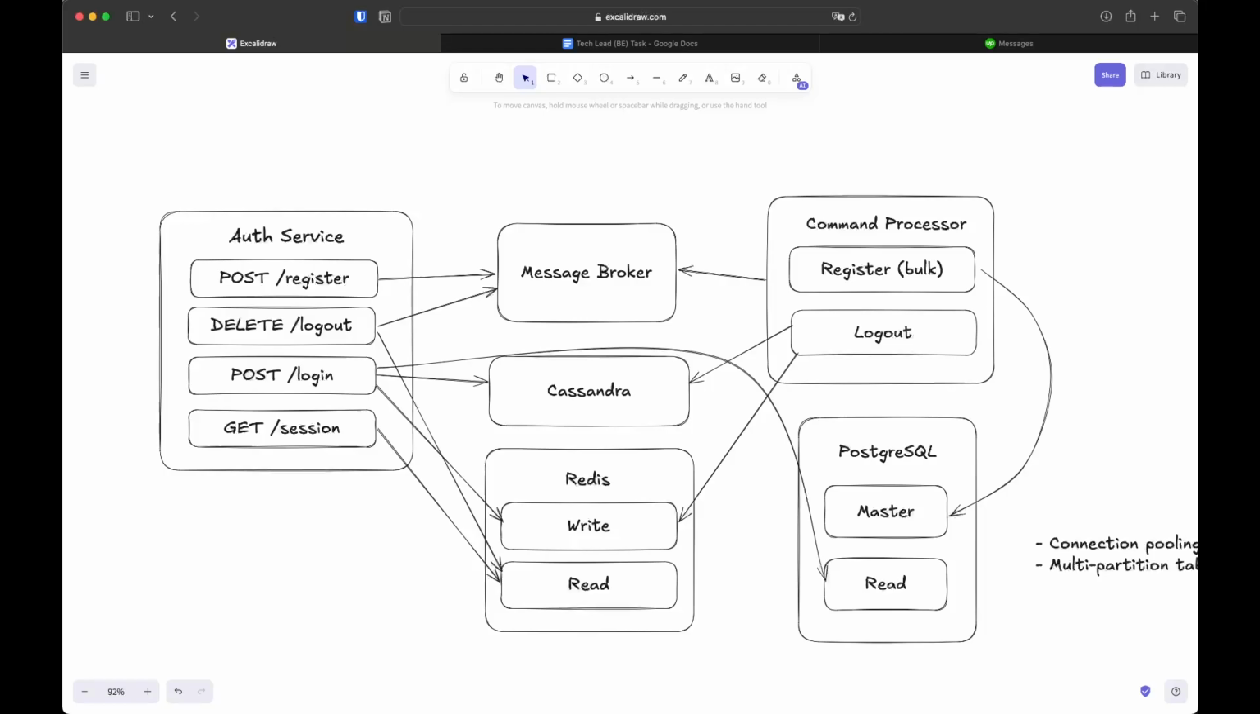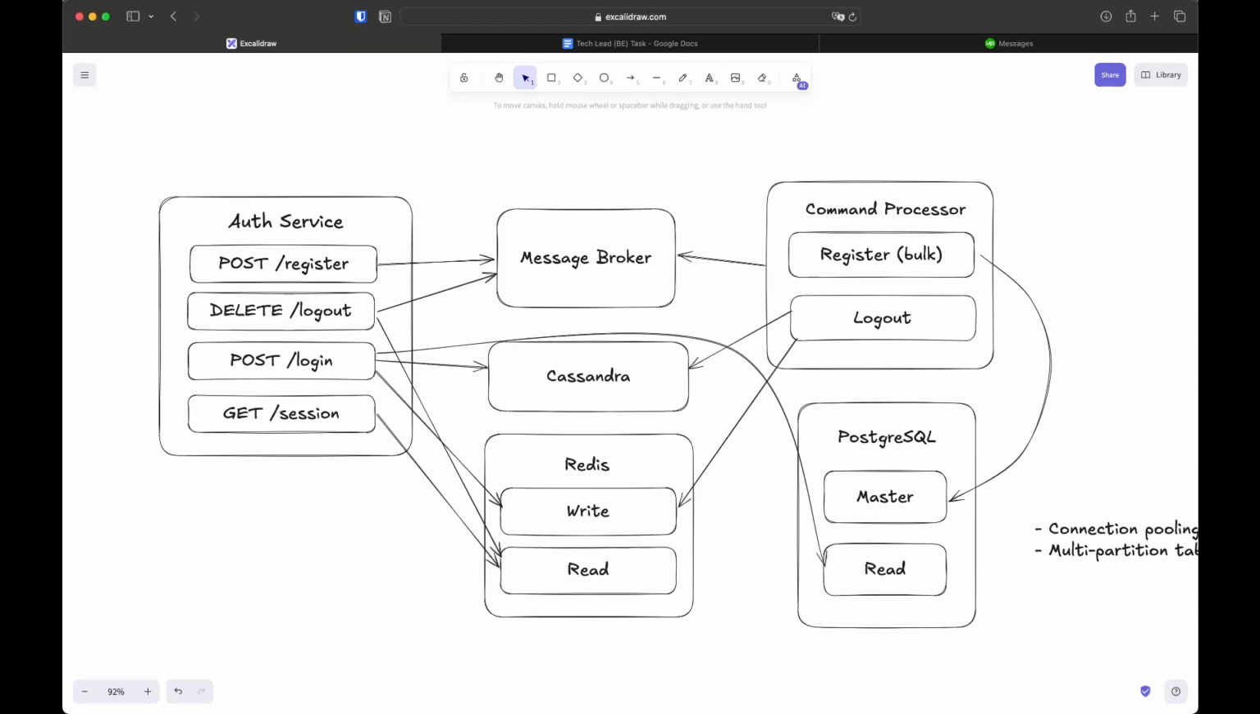However, I prefer to achieve scalability on the service level as much as we can before thinking about database scalability. And I have explained this in this diagram over here. So when it comes to the POST register operation, this endpoint will handle some basic user information like email, password, and so on. And I made this operation asynchronous.